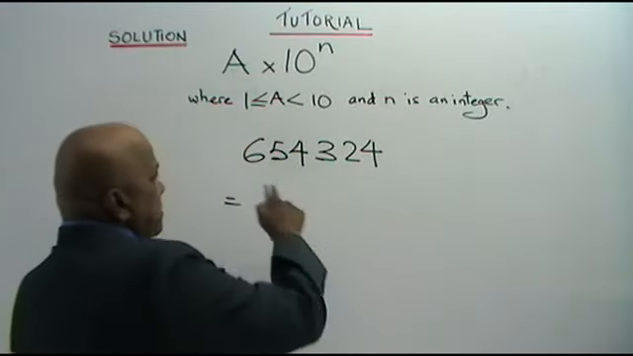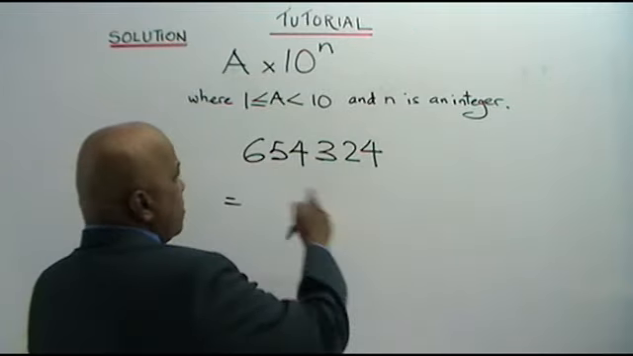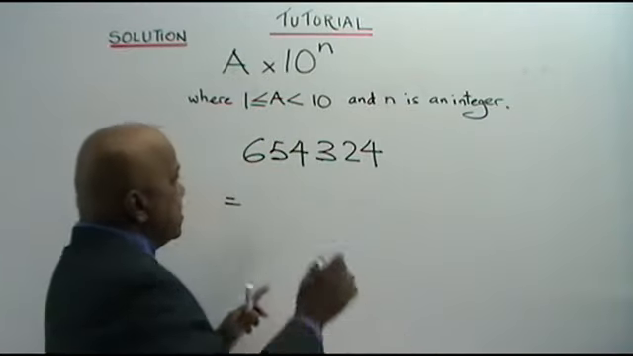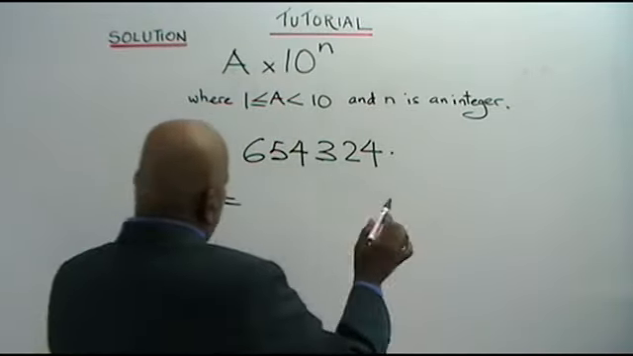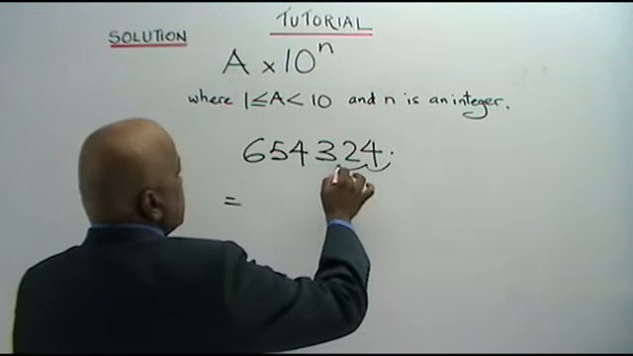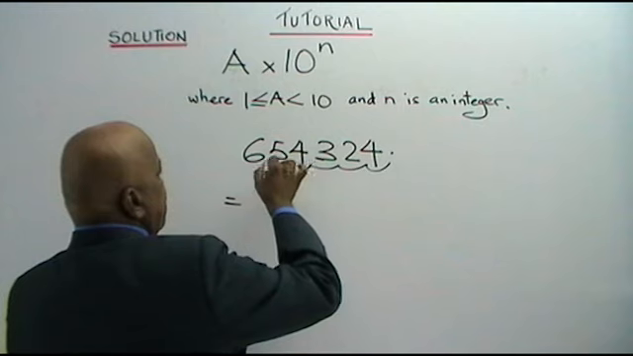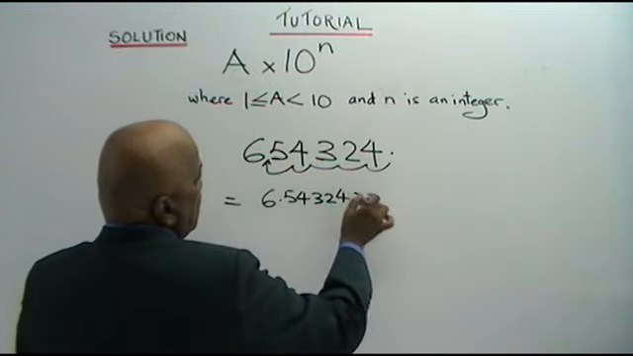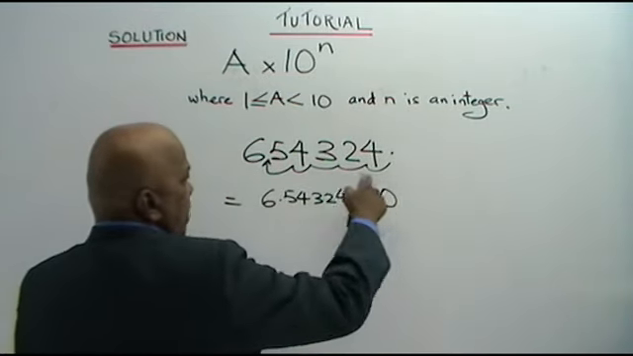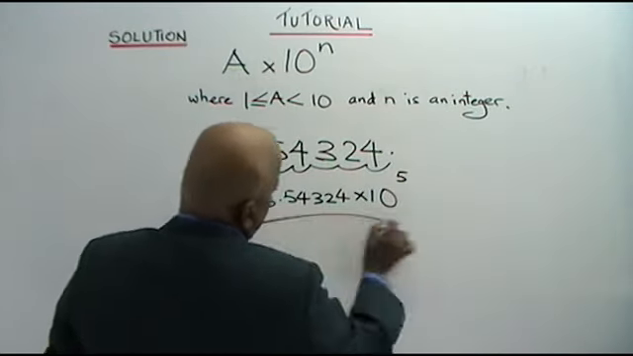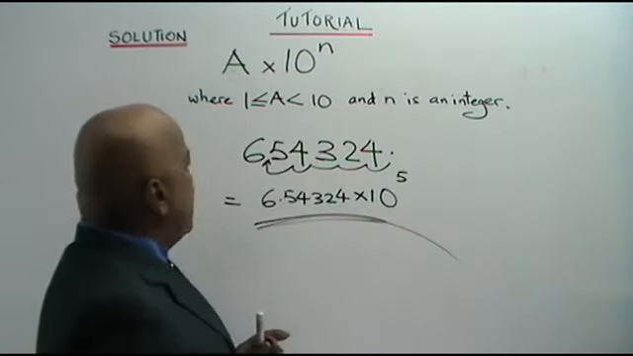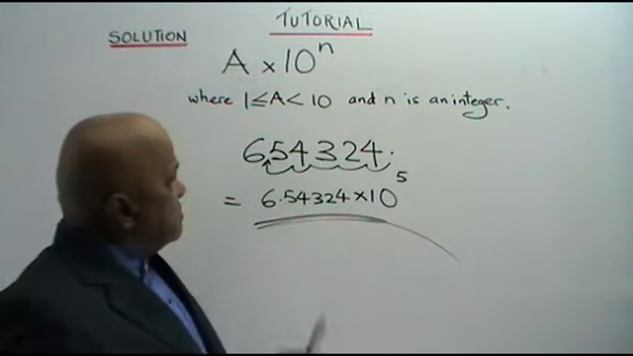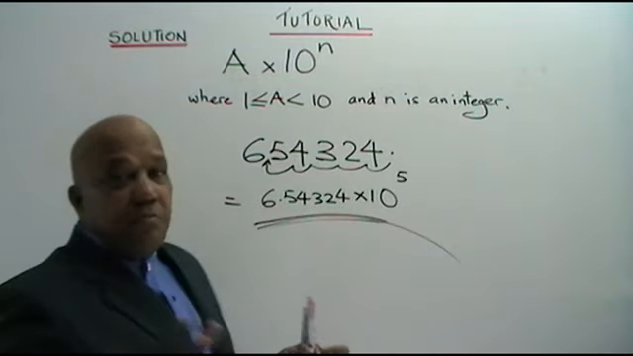Now, we are supposed to write this in standard form. Where is the decimal point? That is important before we start. The decimal point is here. So, we move the decimal point 1, 2, 3, 4, 5, 5 places. 6.54324 times 10 to the power of 5. This is your answer in standard form. This is an example of a number more than 1.